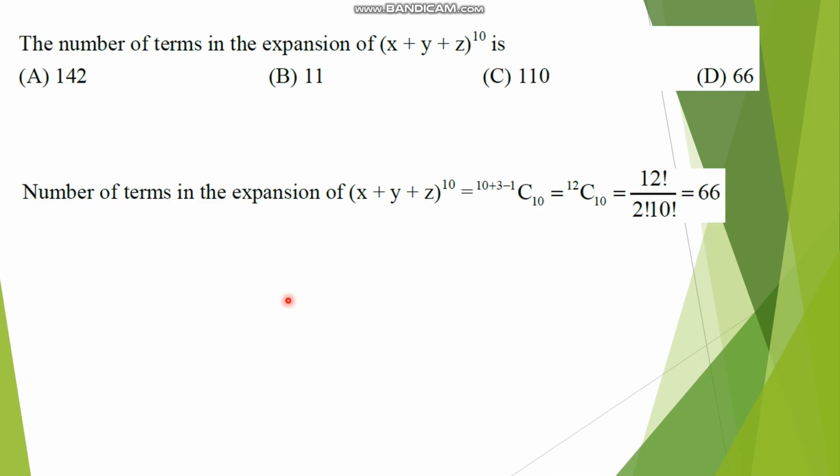So the number of terms in the expansion of 3 terms to the power 10 is actually given by the formula (10 + 3 - 1)C10, which is the power plus number of terms minus 1 C the power. So which is 12C10, and you know how to simplify 12C10. Use the formula of nCr and the answer will be option D, which is 66.